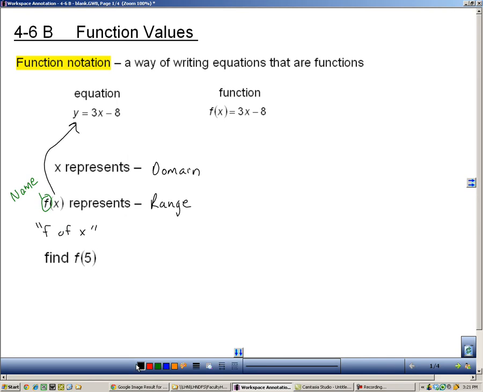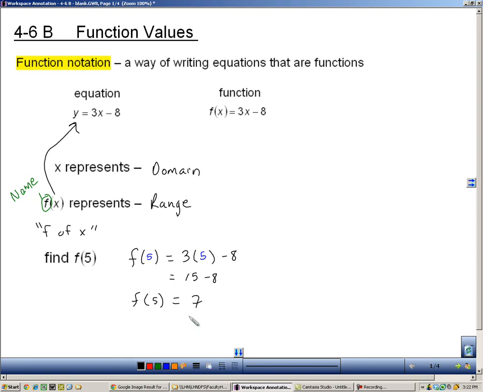So what we're going to do is find f of 5. You take f of 5 and use the same function, your 3x minus 8, but instead of an x, you substitute in its place a 5. I should make this blue too, that way you'll see the substitution. So since f of x is 3x minus 8, f of 5 is 3 times 5 minus 8. 3 times 5 is 15, and 15 minus 8 is 7. So we would say that f of 5 equals 7.